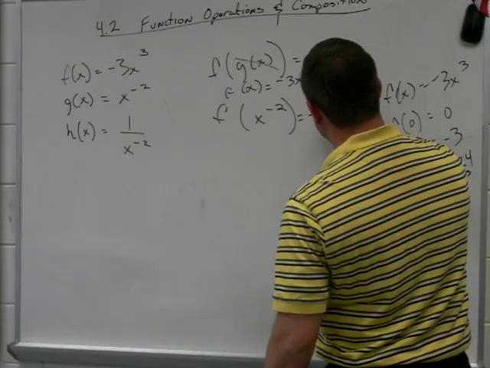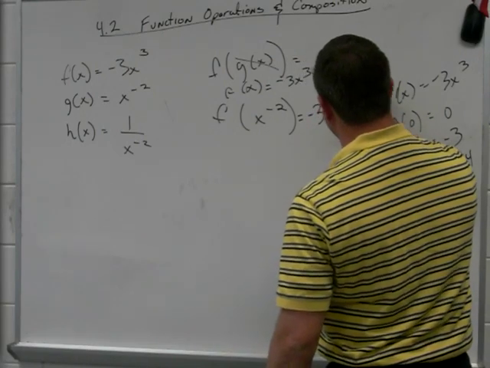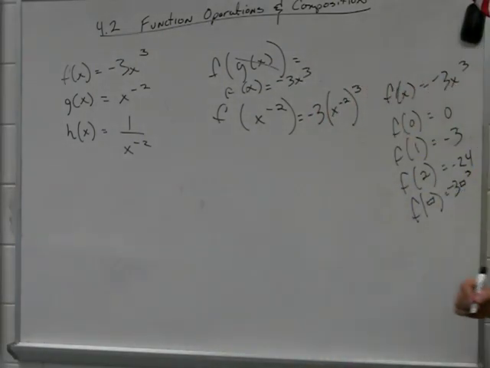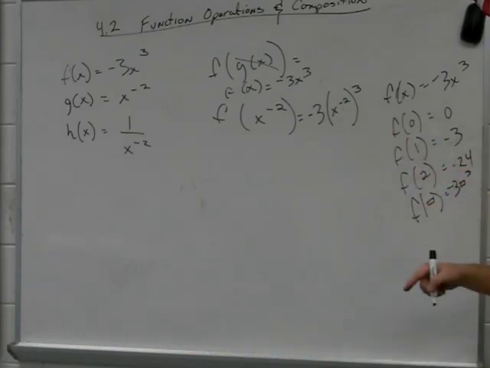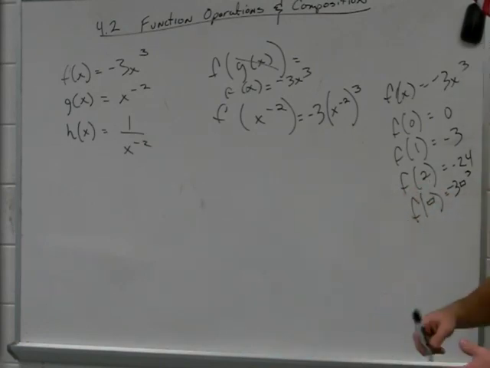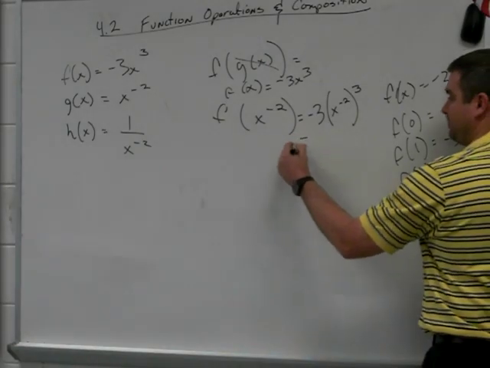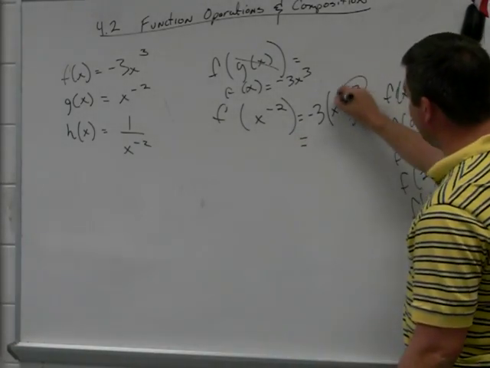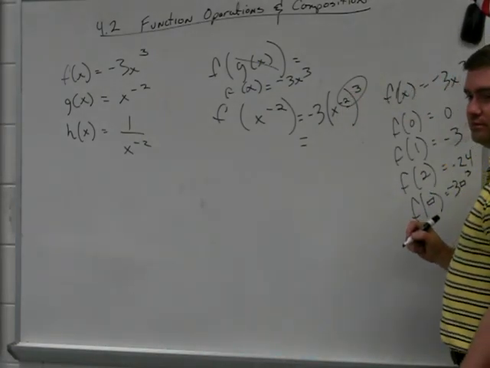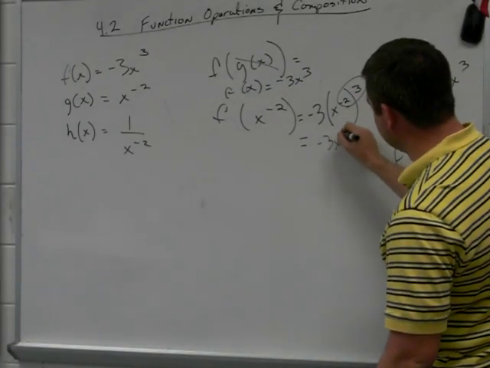Negative 3, parentheses, x to the negative 2, parentheses, cubed. In place of the x, I simply wrote x to the negative 2. I substituted that in. Now I have to simplify. Now I have to use my rules of exponents that we did yesterday and simplify this out. What's going to happen? Power to a power says that becomes what? Negative 6. So this is negative 3, x to the negative 6.